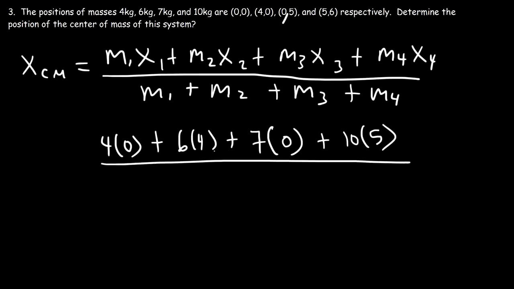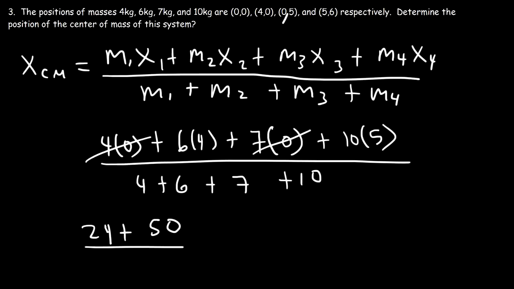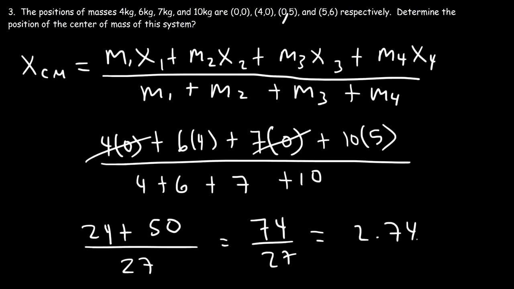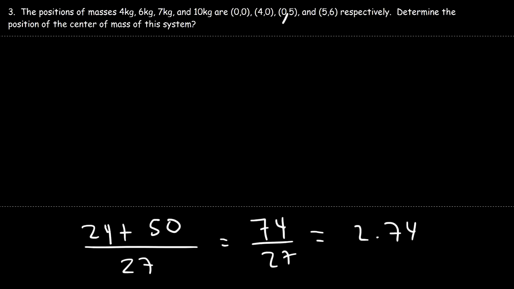And then let's divide it by the total mass. So that's 4 plus 6 plus 7 plus 10. So these two, they're going to disappear. They don't have any value. 6 times 4 is 24, and 10 times 5 is 50. Now 4 plus 6 is 10, plus another 10, that's 20, plus 7, so that's 27. And 24 plus 50 is 74. So 74 divided by 27 is 2.74. So that's the x-coordinate of the center of mass.